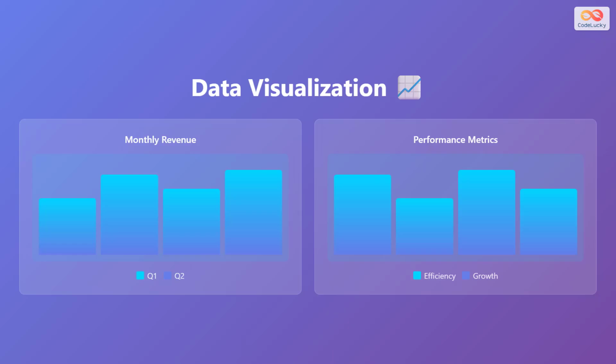Dashboards use charts and graphs to make data easy to understand at a glance. Bar charts are particularly useful for comparing values across different categories or time periods. Monthly revenue charts show trends over time, making it simple to spot patterns and understand business performance. Performance metrics charts display how different aspects of your business are doing. Visual representations are much more effective than raw numbers because our brains process images faster than text.